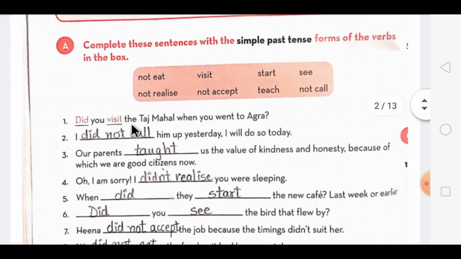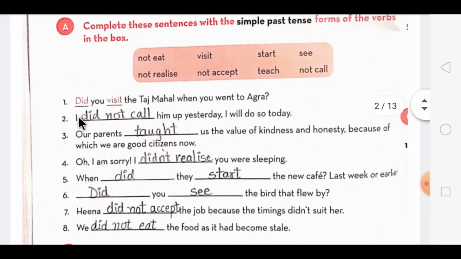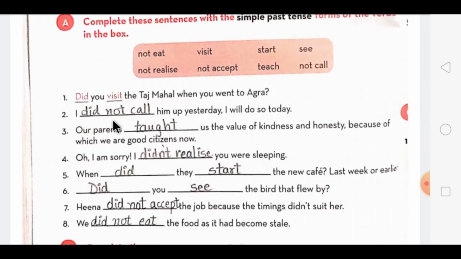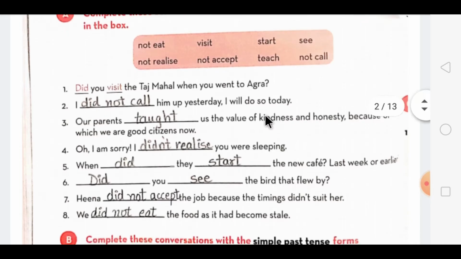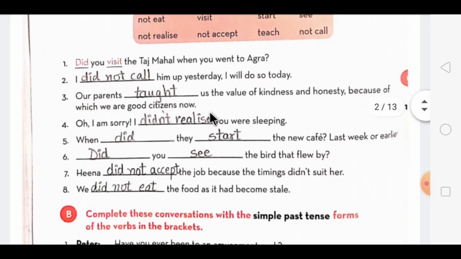The first one is already done for you. The second one is "I". When you are forming a negative sentence, you have to use did not plus the V1 form of the verb. It will come: "I did not call him up yesterday, I will do so today." And when it is not a negative sentence, you have to write the V2 form of the word from the help box over here, as it is given in the third one.